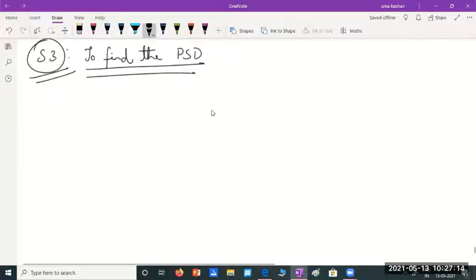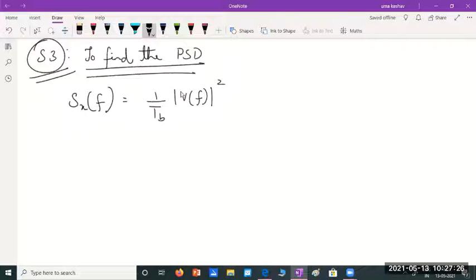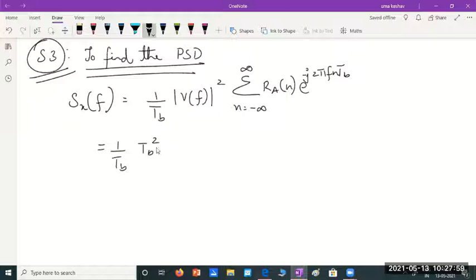So to find the power spectral density, what is the equation used? Sx of f as usual is 1 by Tb V of f modulus whole square into summation n is equal to minus infinity to plus infinity Ra of n autocorrelation function into e to the power of minus j2 pi fn Tb, right? So these are the values of the equation for the power spectral density. Substituting for this V of f, what would be the value of V of f? We know it would be Tb square sinc square ftb, correct? Or Tb sinc ftb the whole square. That's the expression for V of f.